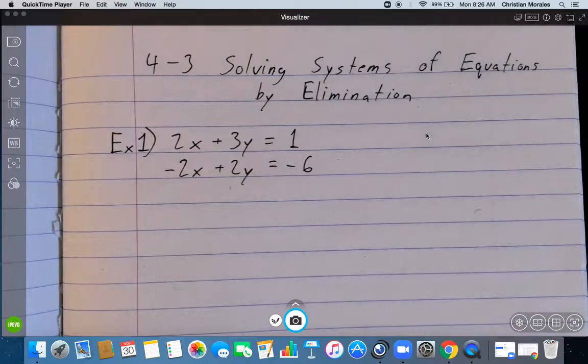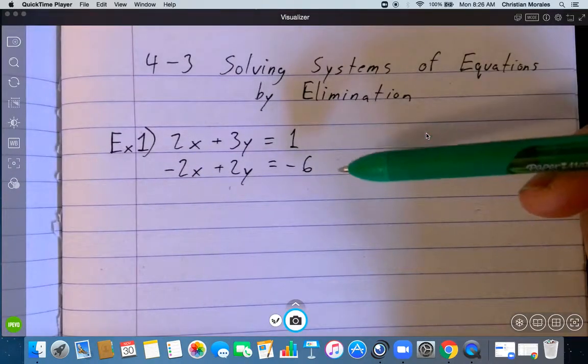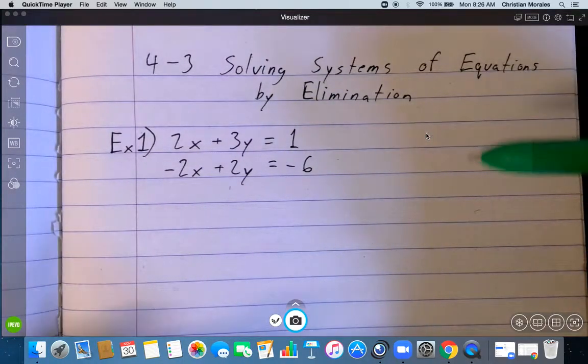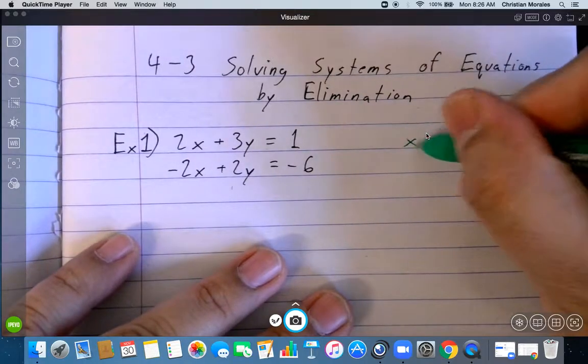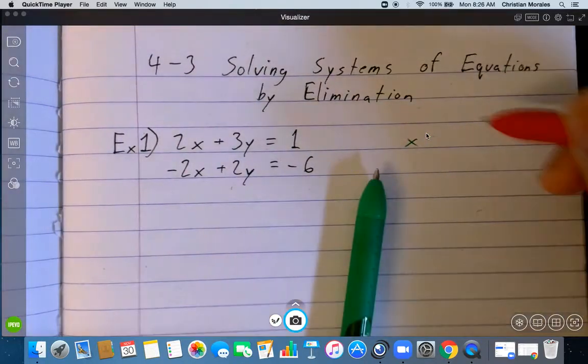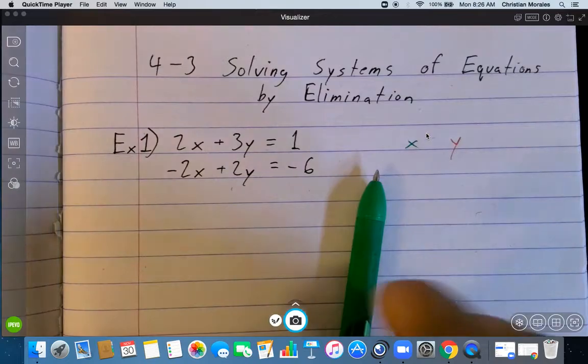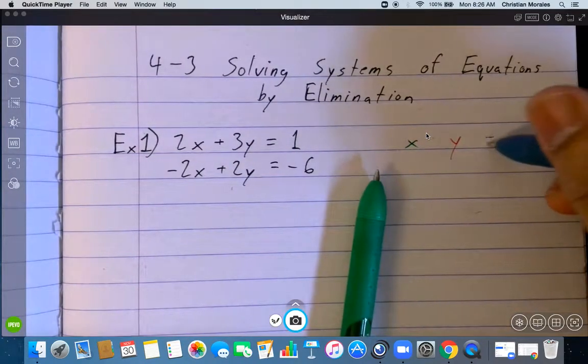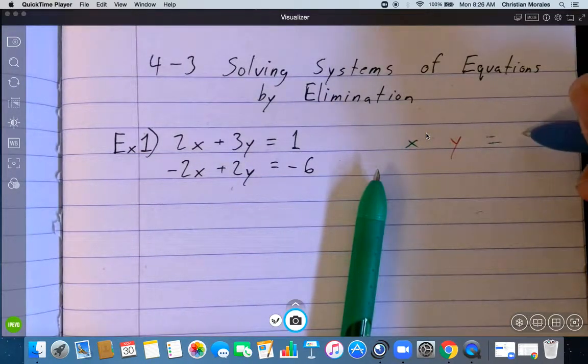4-3, solving systems of equations by elimination. So we're going to do a few examples of elimination to do this. What you're looking for in elimination is two equations written in a way where you have the x and the y together on one side and a number at the end.